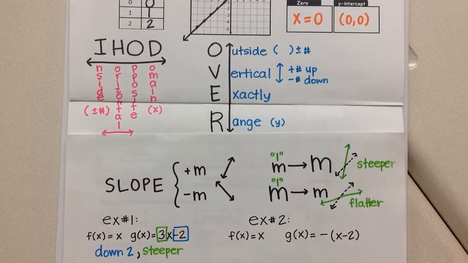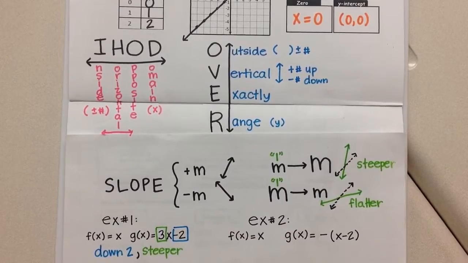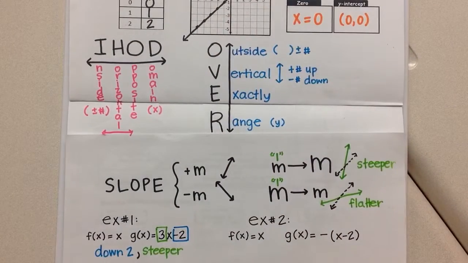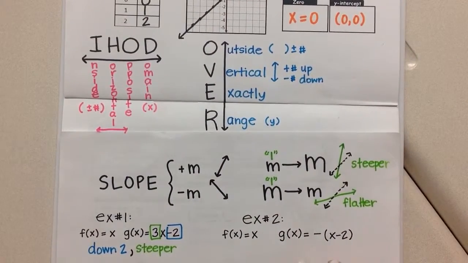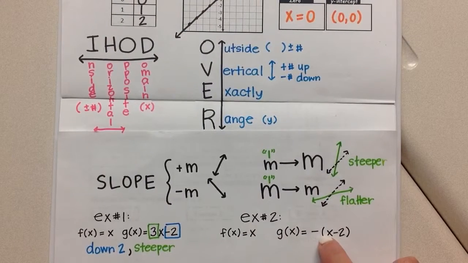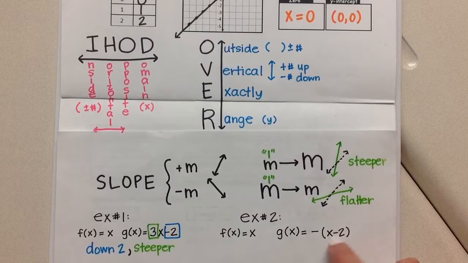And notice, I'm not using my calculator for this. I'm looking at the patterns in the numbers and knowing if the number is an inside and outside, an IHOD, up and over, or if it's talking about slope. So let's look at the next example. Example number 2. Again, I'm starting off at the parent function. And then I'm changing into this negative, or the opposite, of the difference of x and 2. And so now I want to start back at IHOD.